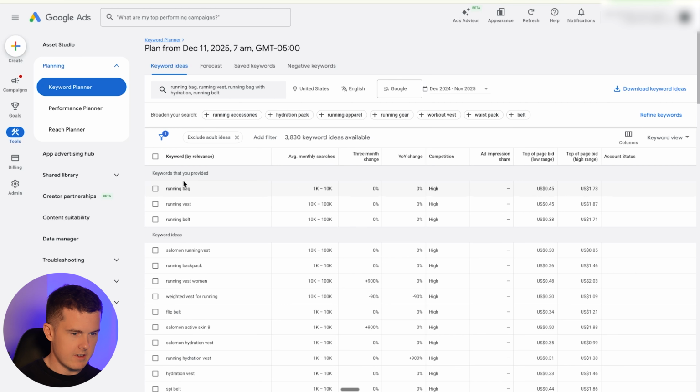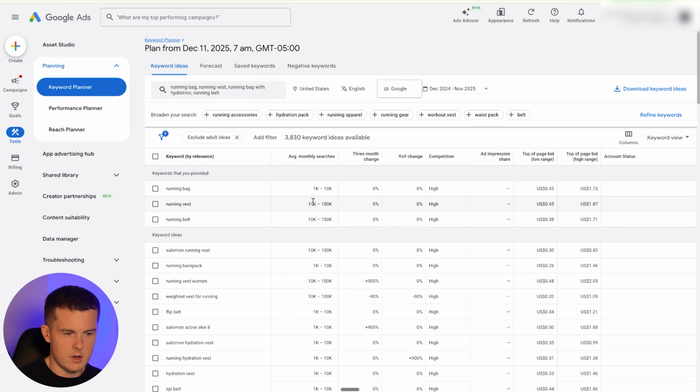And Google is going to give me information on some of the keywords that I provided. So running bag, running vest, running belt. And it's also going to give me some additional keyword ideas. So we can see Salomon running vest, Salomon are a brand, running backpack, running vest women, weighted vest for running, flip belt, more Salomon, and so on and so forth. And it's actually given me 3,830 keyword ideas. Now, that is a lot of keyword ideas. So what we're going to do is refine that.